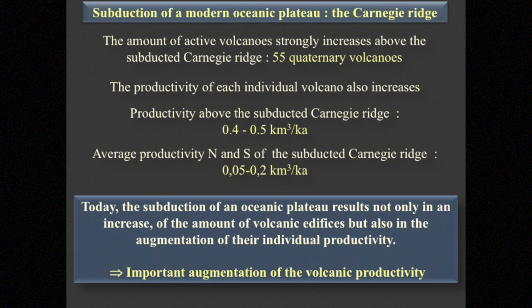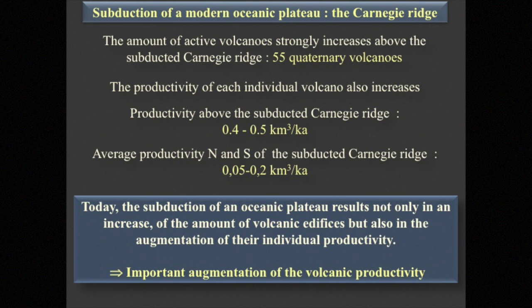But if we look now, not at the whole volcanoes, but at individual volcanoes, we can see that above the place where the ridge is subducted, the production of magma is about 0.4 to 0.5 cubic kilometer each 1,000 years. While more to the north and more to the south, all along the subduction of the Pacific under South America, the production of the other volcanoes is less, 0.05 to 0.2 cubic kilometer per 1,000 years.